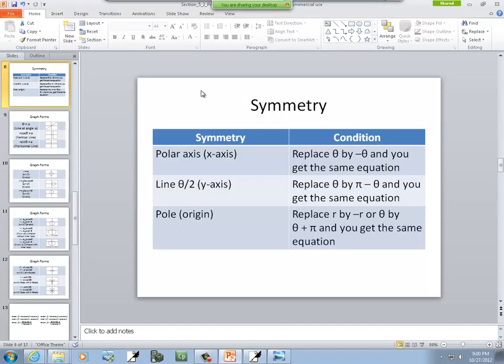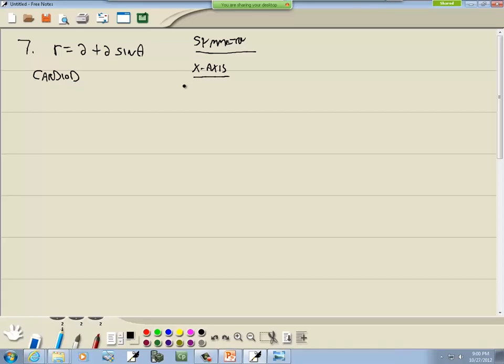And it says replace theta by negative theta. So we got r is equal to 2 plus 2 sine of negative theta. Well, we know that negative you can put out in front. So we got r is equal to 2 minus 2 sine theta. And there's no way I can manipulate this to get it back to the original equation. So it's not symmetric to the x-axis.